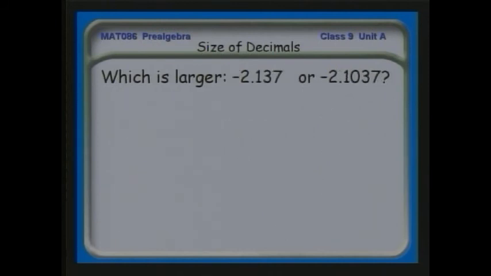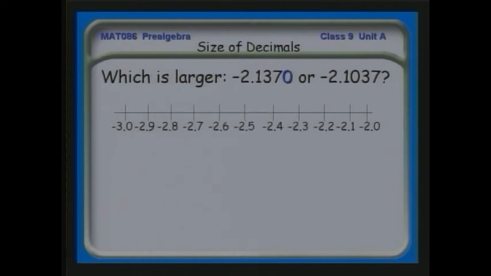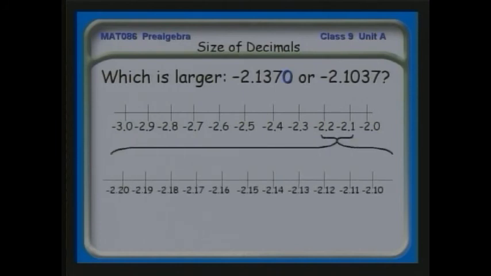Which of these is larger? Now, with negatives, remember, we have to be careful, because even though it might look right away that the minus 2.137 is going to be bigger because it looks like a larger number, we have to be careful. It's negative. We can add a 0 for the comparison if we want to, and we see that these numbers are going to lie between minus 2.2 on the number line and minus 2.1, going from lesser to greater.